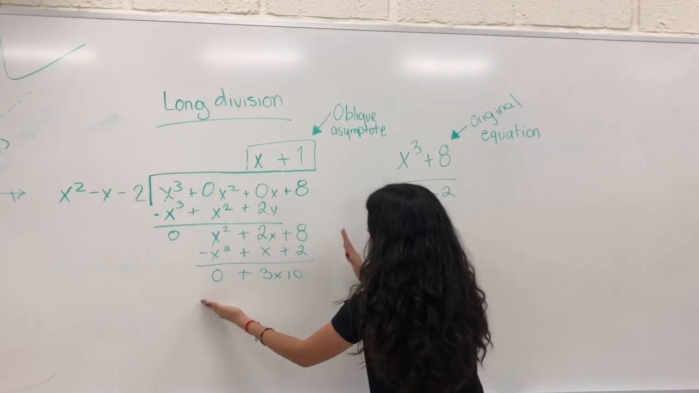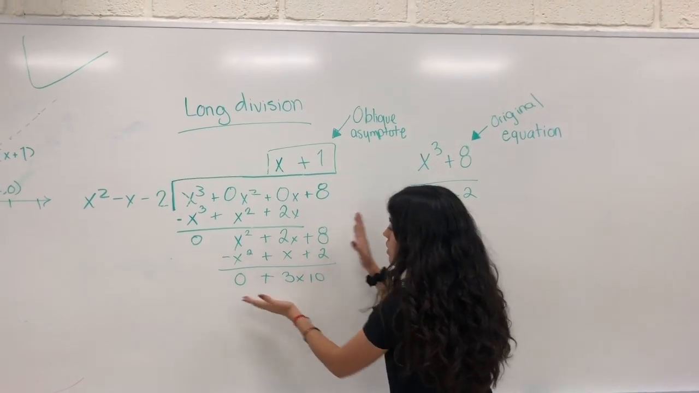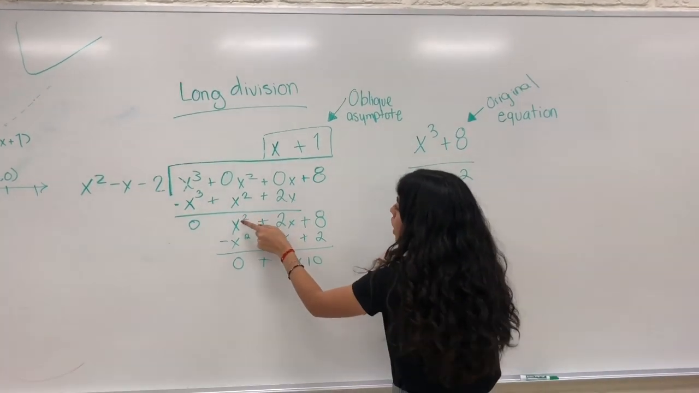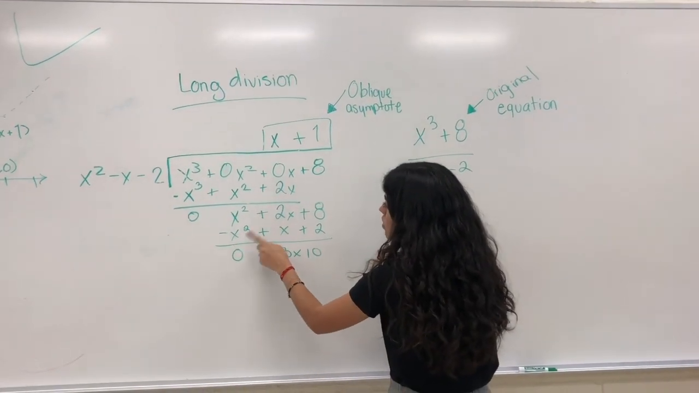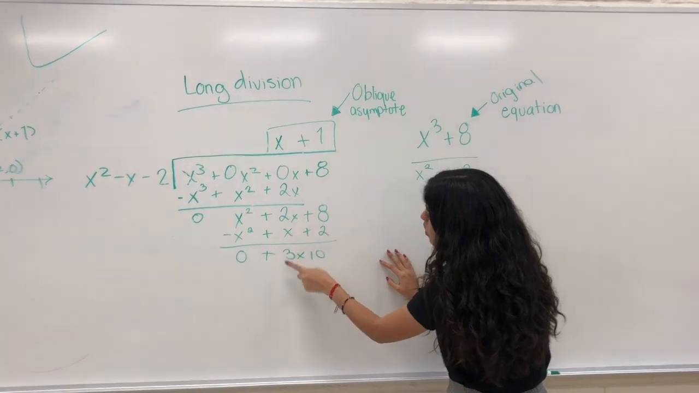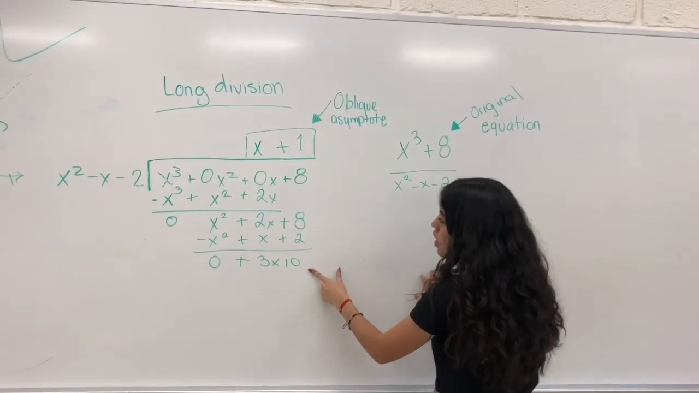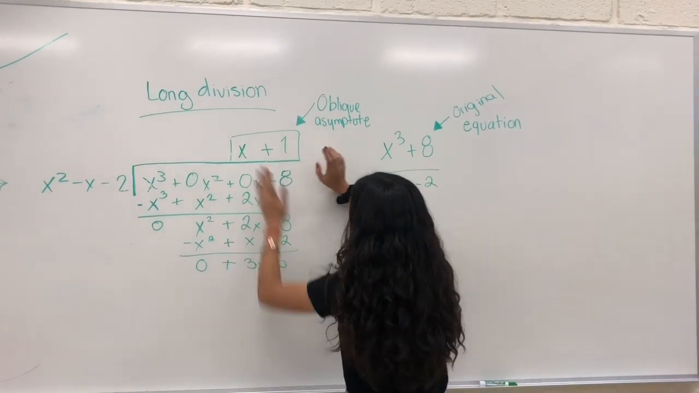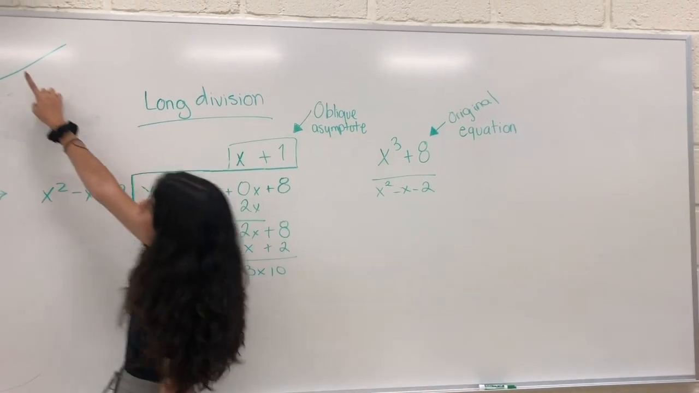So you again solve this as a normal operation: x to the second power minus x to the second power is 0, 2 plus 1 is 3, 8 plus 2 is 10. So this is the oblique asymptote, that is this one.